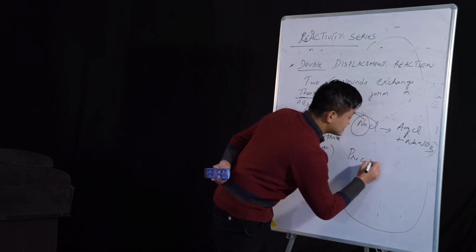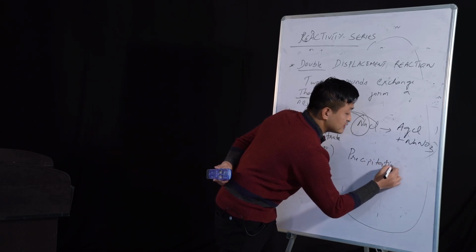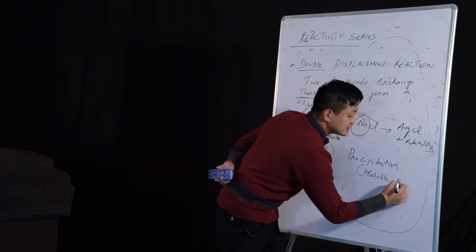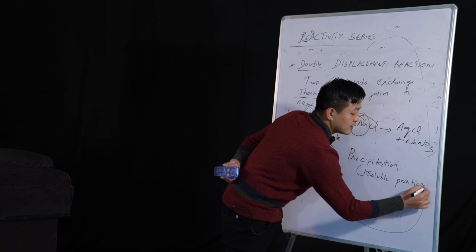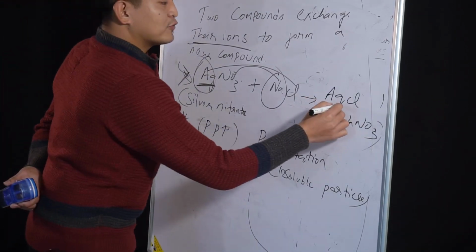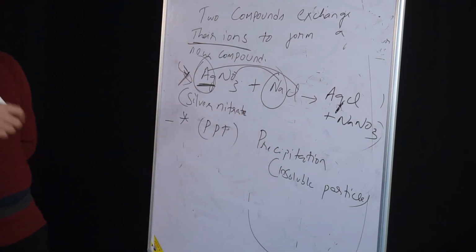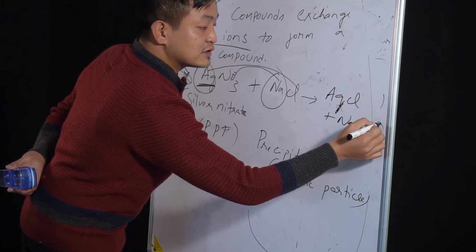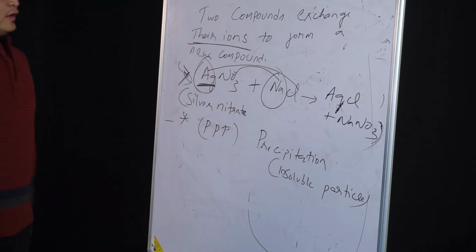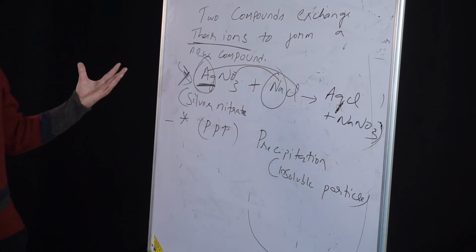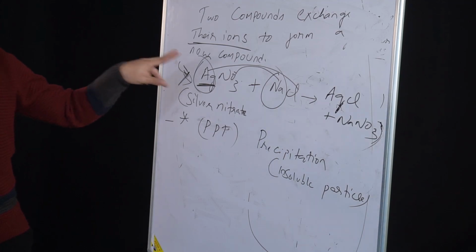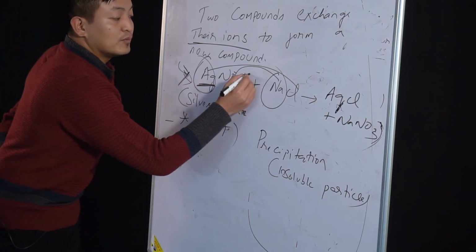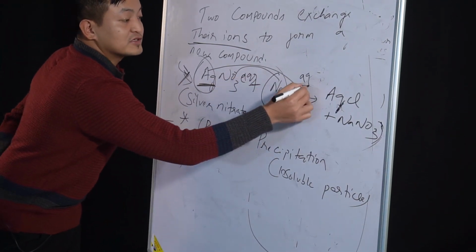So precipitation means insoluble particles. We'll get one insoluble particle here, and the other one we'll get here would be liquid. Clear? Another condition for this reaction is that we have two compounds, and both will be in aqueous solution.